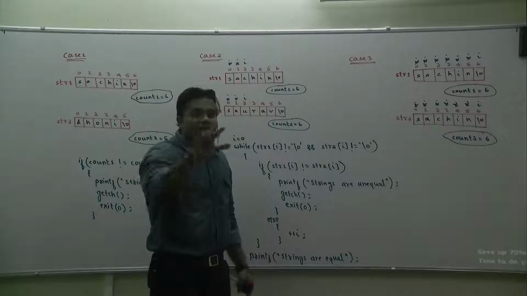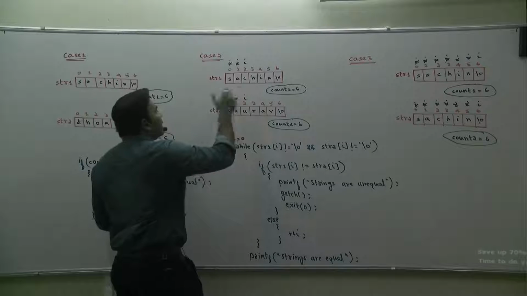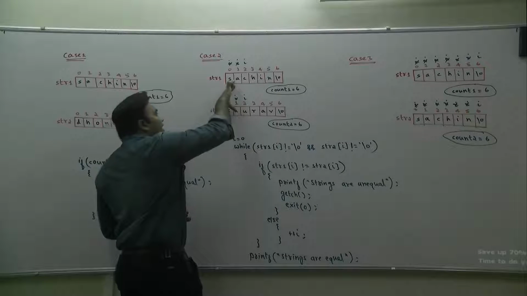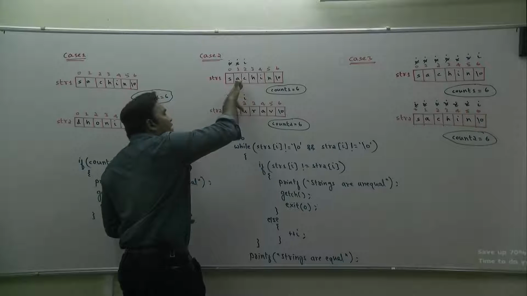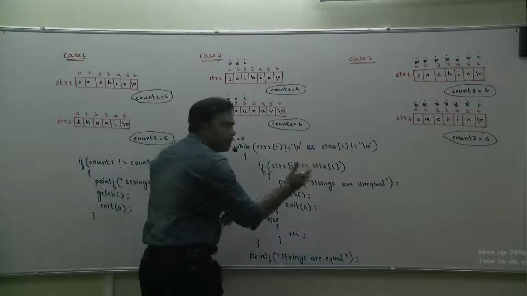If everything doesn't match, then you will never hit the dead end. Like in the second case, S and S matched, A and A matched, here itself mismatch. The moment you saw the mismatch, you never went up to the dead end. Because of the mismatch, first only you told unequal and you stopped.